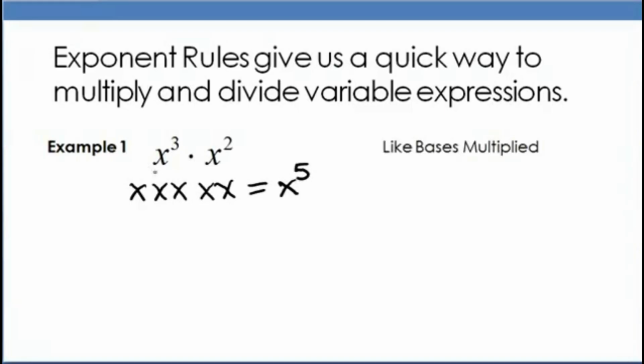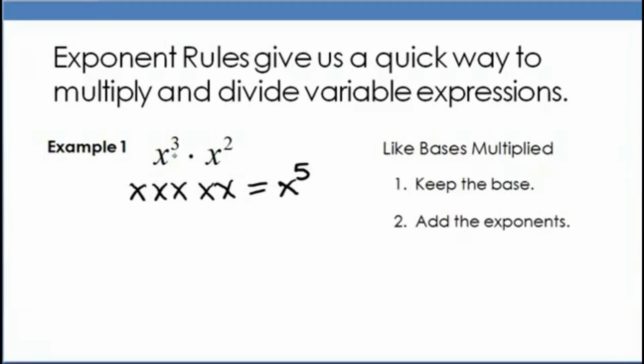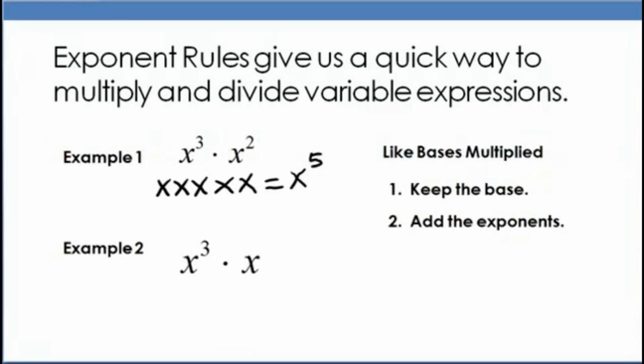Our situation is that we had like bases, we had both x, and it is a multiplication problem. So like bases multiply, we're going to keep the base and add the exponents. The 3 plus 2 gives 5. So keep the base, add the exponents. Let's look at another example.